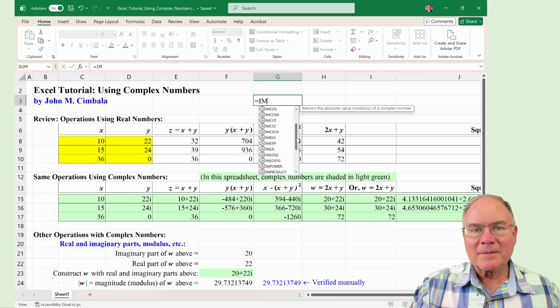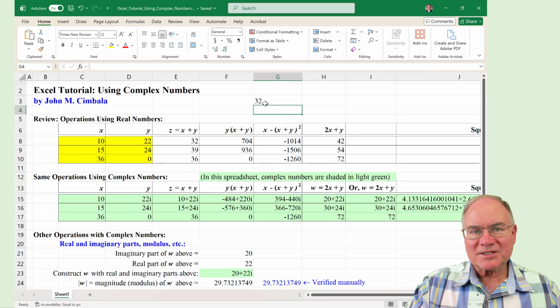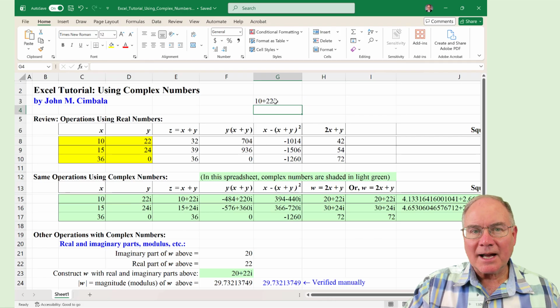To do a sum or addition, you find imsum. You can double-click on it or just type it in, and Excel tells you what you're expecting. We put the arguments of this function as the numbers we want to add. Those numbers can be real or complex. For example, 10 and 22, which gives us a real number of 32. Or imsum of complex x, comma, complex y, close parentheses, and we get 10 plus 22i, which is what I did here.